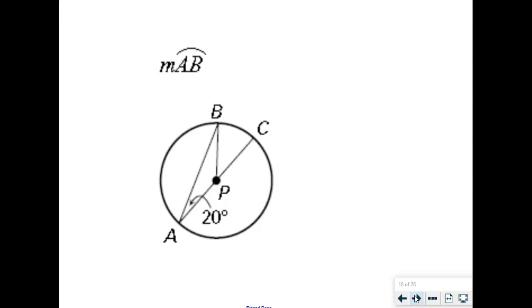Okay, here we go. So I see a couple things going on. I have an inscribed angle, 120, and I see a diameter. So a diameter I know makes 180.